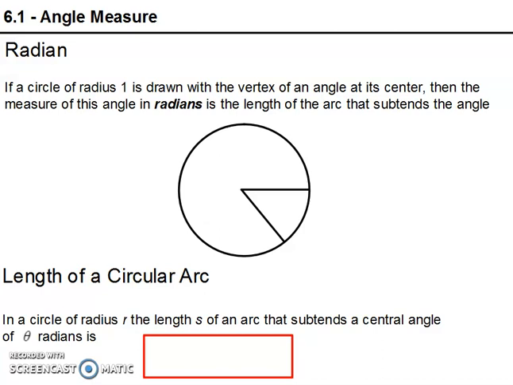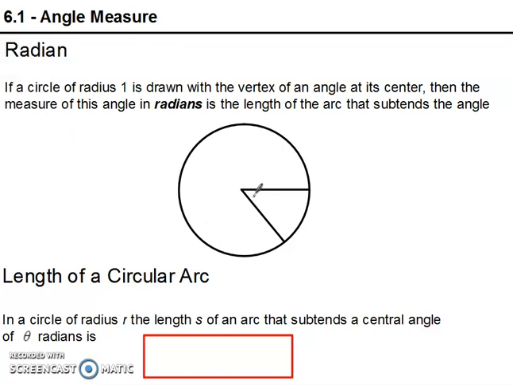Hello, in today's video we're going to be continuing our discussion on 6-1 angle measure. So as we talked about in our last video, a radian has the following definition. If a circle has a radius of 1 and is drawn with the vertex of an angle at its center, then the measure of the angle in radians is the length of the arc that subtends the angle.